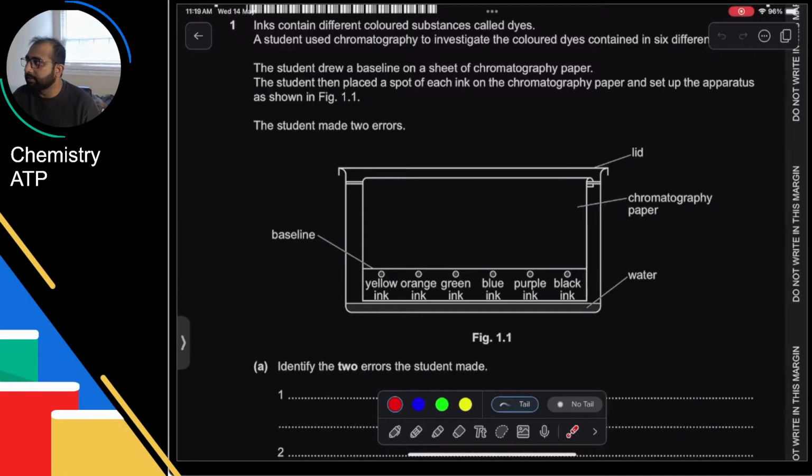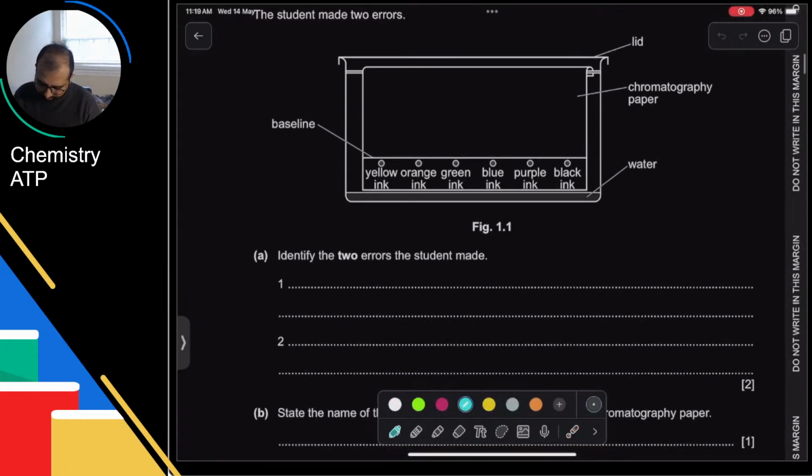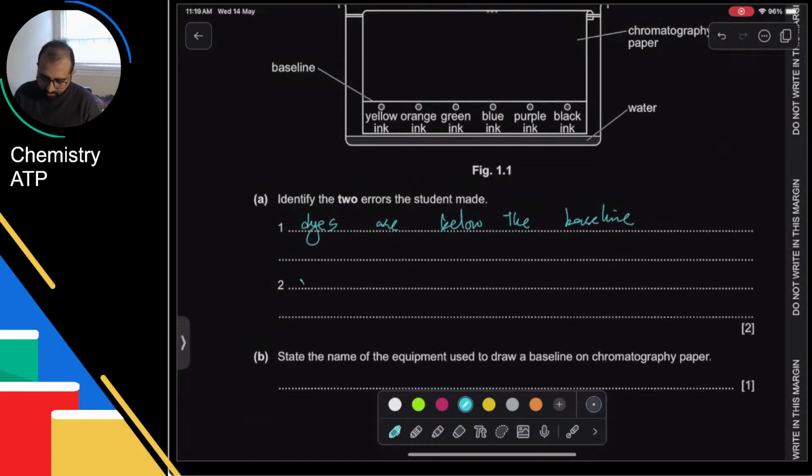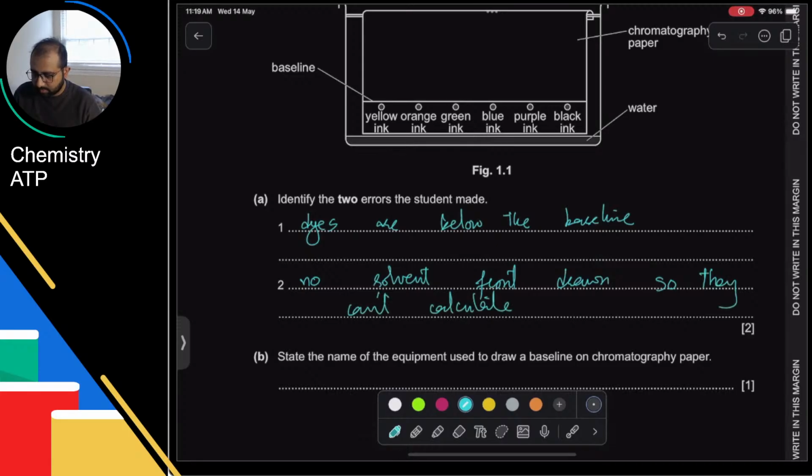One is that the dyes are below the baseline. Again, they've not asked you what they should have done, they're just asking you to identify the error. So that's what we're doing. And second, that they have no solvent front drawn, so they can't calculate or find out the Rf value. Usually the f in Rf is small, it's a small f, but it doesn't matter.